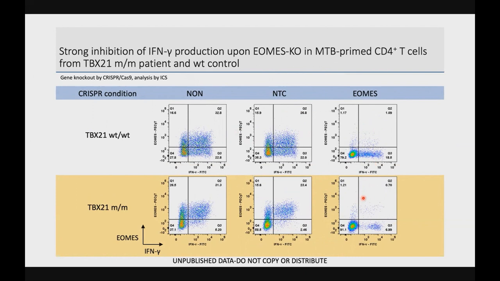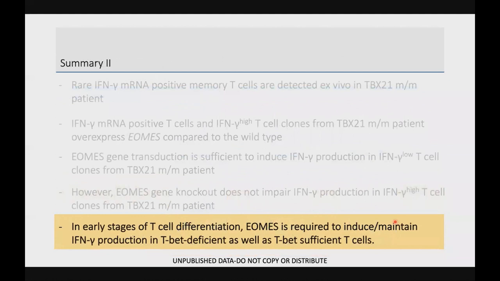As you can see here, the cells in the absence of EOMES and TBET are very much impaired in their ability to produce interferon gamma. And this is so also in the case of TBET sufficient T cells, there is a reduction in the ability of the T cells to acquire interferon gamma producing capacity. It is also interesting to see that a few TBET deficient T cells primed in vitro become independent of EOMES expression, very much as the memory T cells primed in vivo. So to sum up, this data would suggest that in the early stages of T cell differentiation, EOMES is required to induce or maintain interferon gamma production in TBET deficient and possibly also in TBET sufficient T cells.